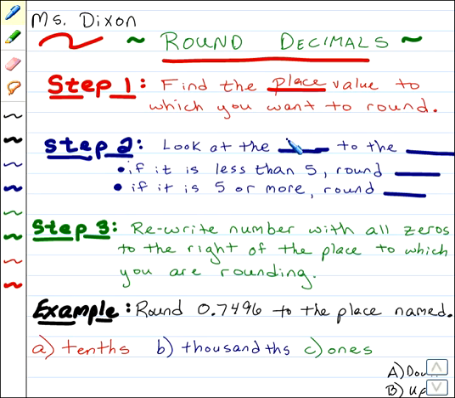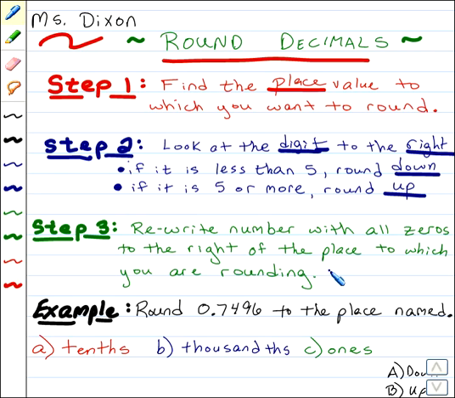Step 2, we look at the digit just to the right. So now we care about the value of the digit just to the right of the place value that we want to round to. If that digit is less than 5, how do we do it? We round down. And if it's 5 or more, how do we do it? We round up. And then, after we round down or round up, we rewrite the number with all zeros to the right of the place to which you are rounding.